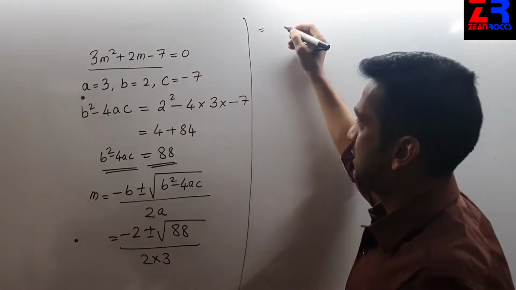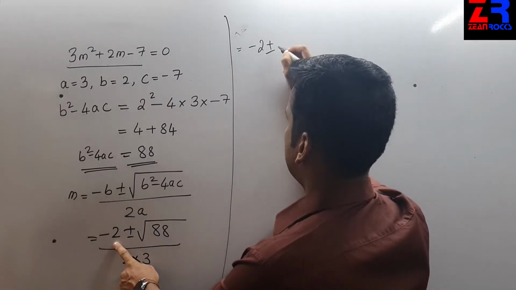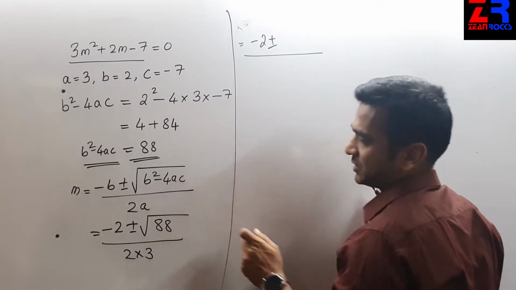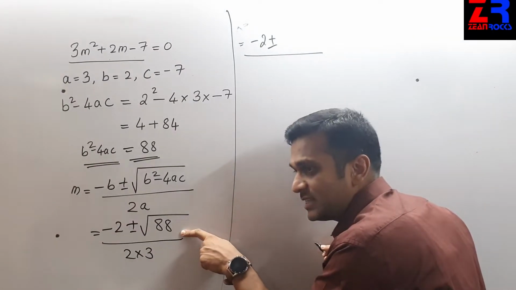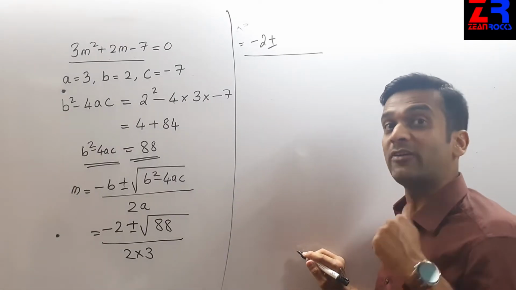Next, minus 2 plus minus root 88. Can this 88 be factorized? Answer is yes. You can factorize 88. Now how to factorize 88?